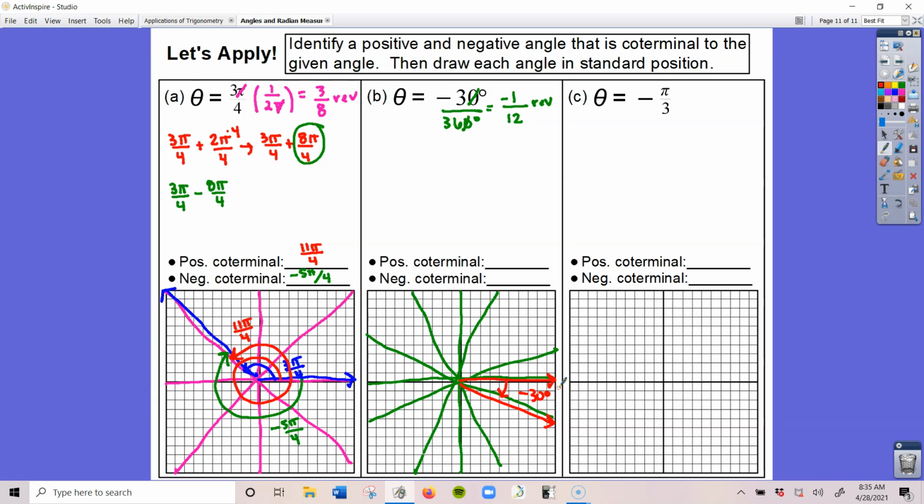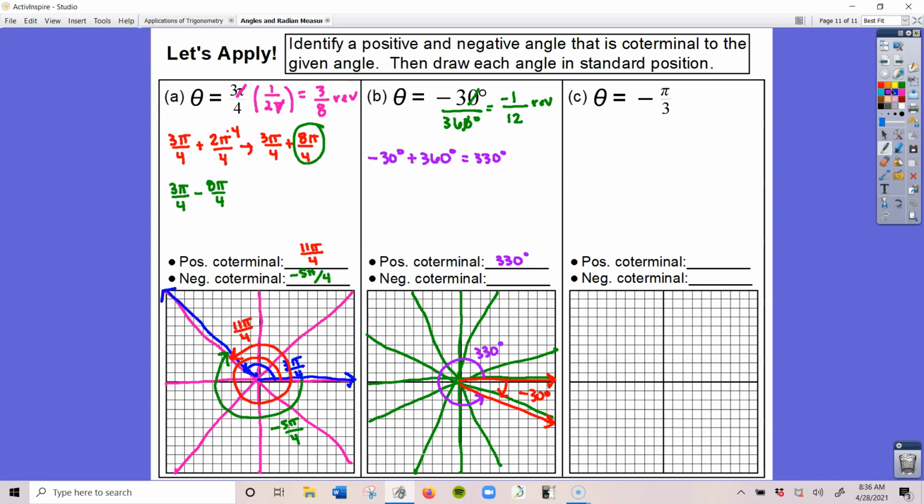Now we're going to get a positive coterminal angle and a negative coterminal angle. So let's start with the positive. That means that I take my angle here, negative 30 degrees, and I'm going to add a full revolution, which is 360. And that's going to give me 330 degrees. So positive, that means that I open going towards up. 330 degrees, it's going to land right at the terminal end. So this is the 330.